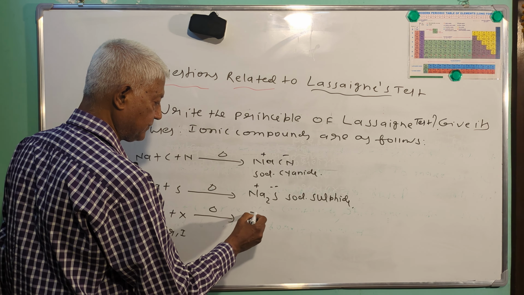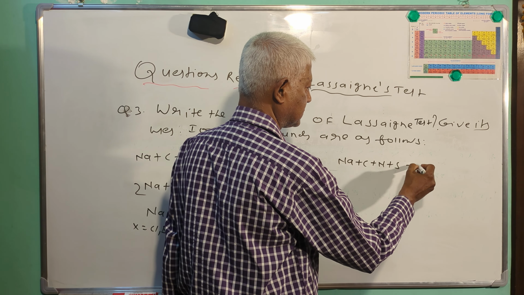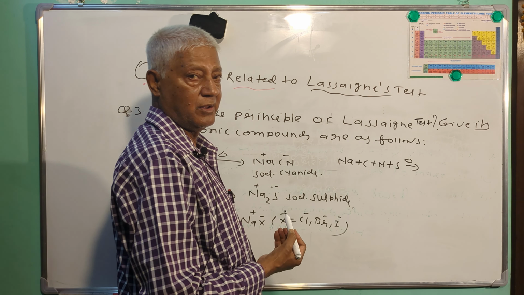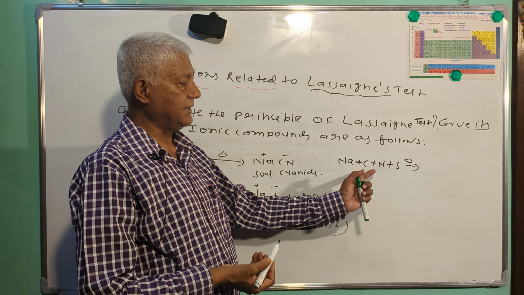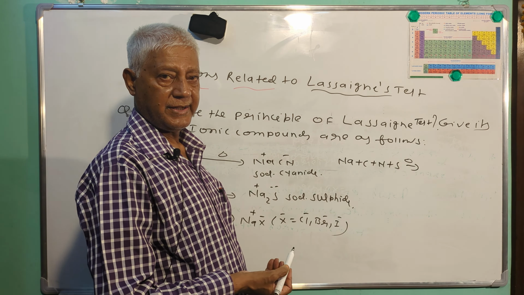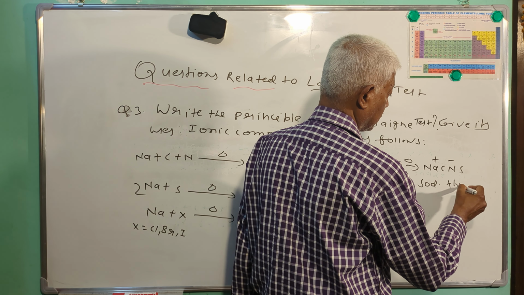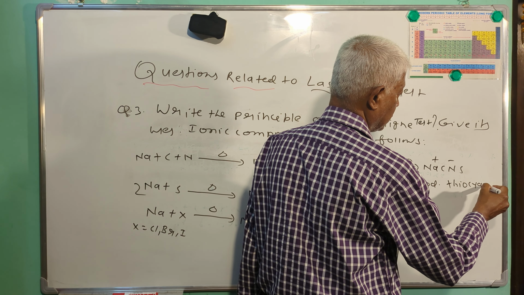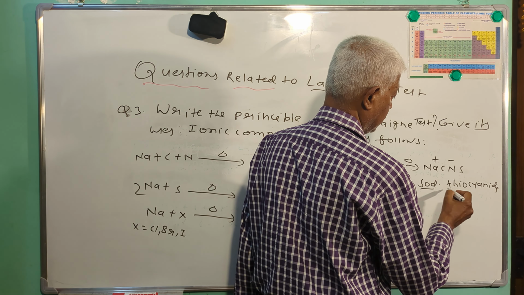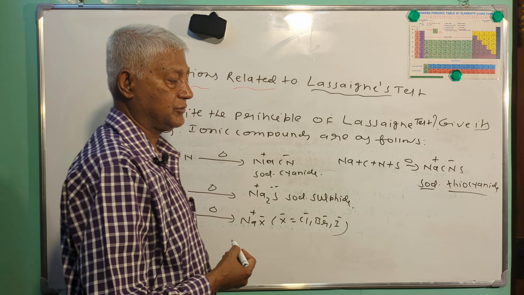Sometimes it contains sodium, carbon, nitrogen plus sulfur. These all come from the organic compounds; they are present in organic compounds. So at that time what do we have? Sodium, that is known as sodium thiocyanide. That is known as sodium thiocyanide.